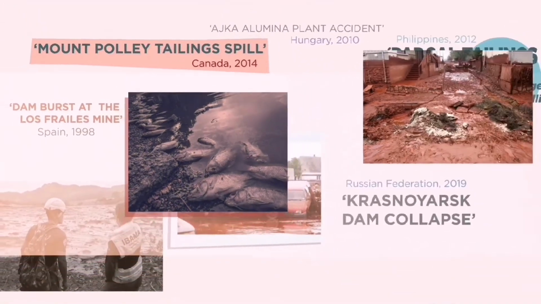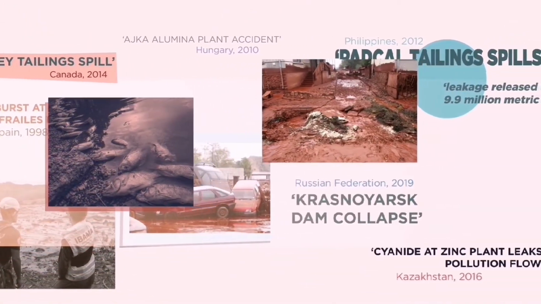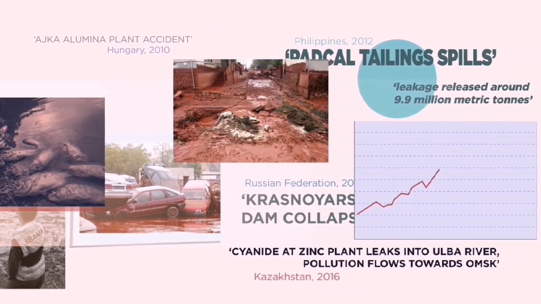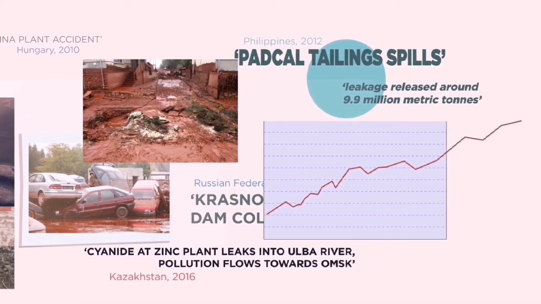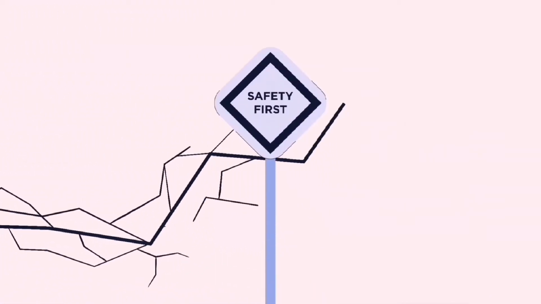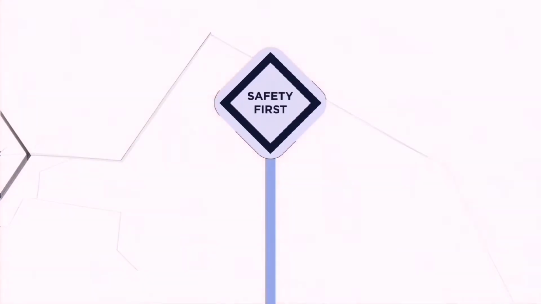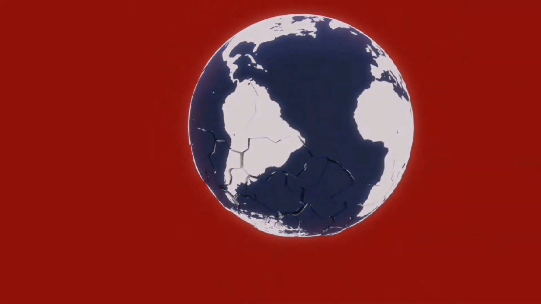These are just 2 of many tailings failures in the past, and statistics show that the consequences of such accidents are becoming more severe. Preventing tailings failures, including their transboundary effects, and putting safety first must become a priority. We cannot continue business as usual.